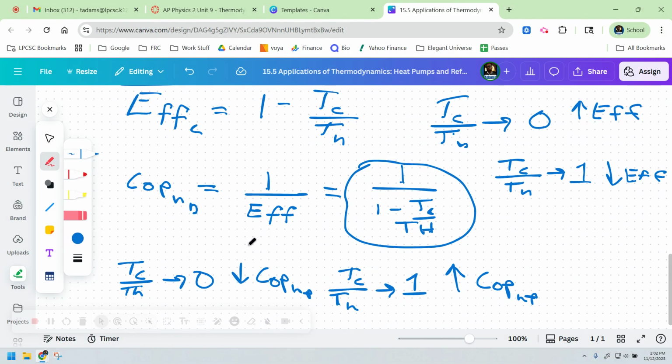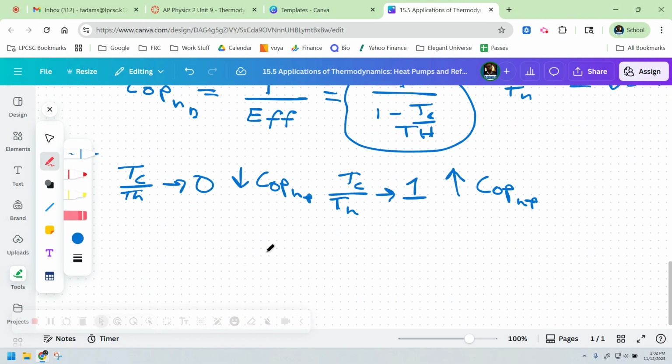And so when I say lower, what really happens is that in this scenario, COP approaches the value of 1, because it's almost like 1 divided by 1. Okay.